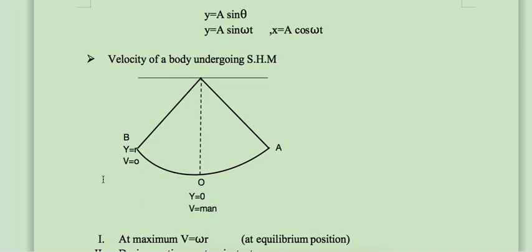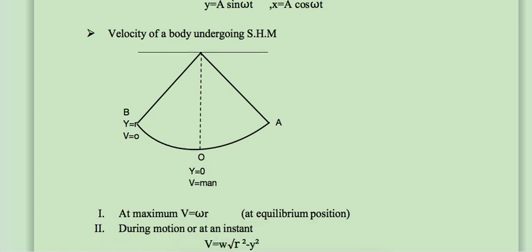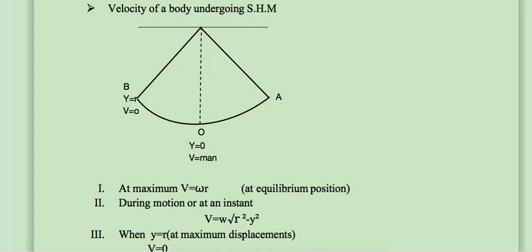So at B, the speed is zero, while the velocity at the point of equilibrium is maximum. Please pardon me, this is supposed to be MAX, not MAN. So it's supposed to be maximum. As we can see from the diagram, since we know how it oscillates, we now look at the condition for the velocity.